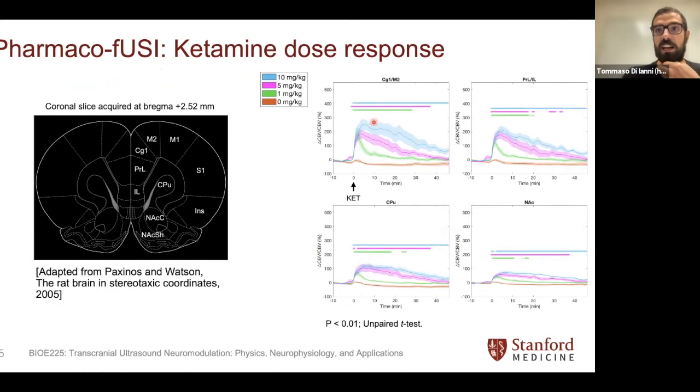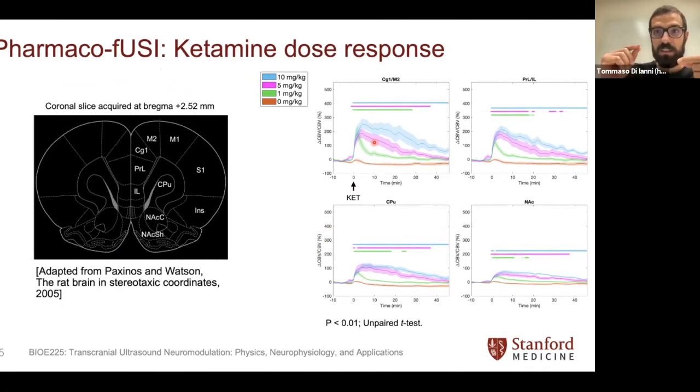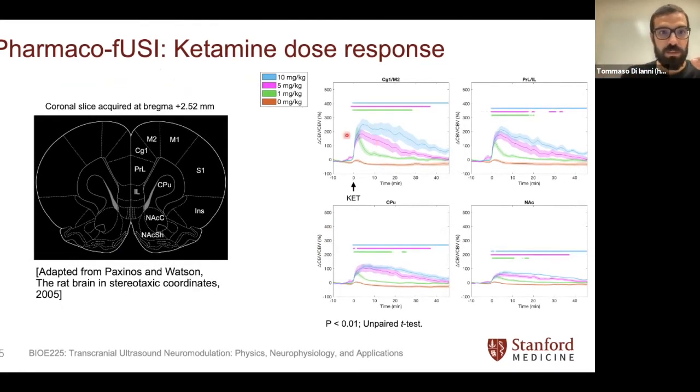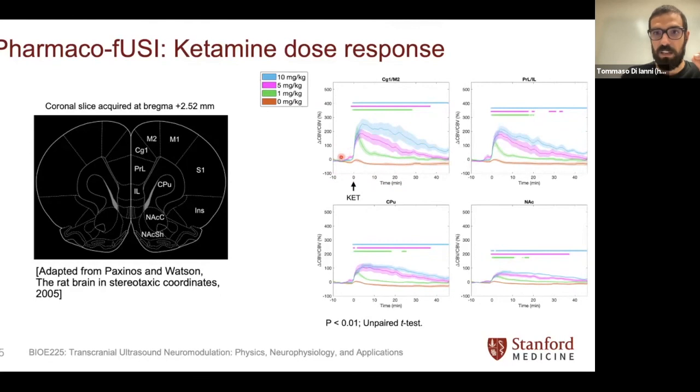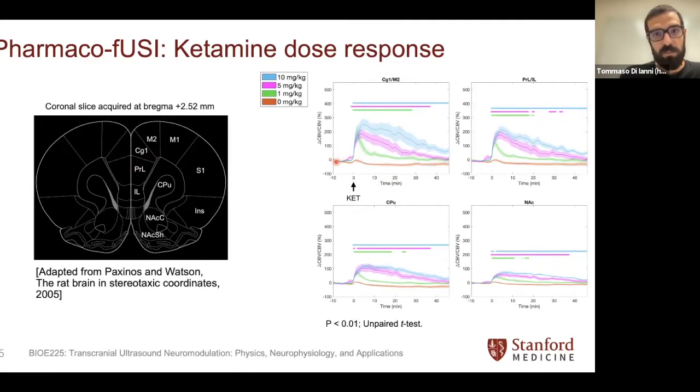So we're looking at different doses of ketamine now. Just to explain what we're looking at, this is the same slice as before, but now we have segmented regions of the brain, and we are looking at the CBV signals over time. So this is the baseline. We have a 10-minute baseline, almost nothing happening. Here, this is CG1, M2 up here. So before we inject ketamine, nothing is happening, things are just oscillating a little bit, but it's not very specific.